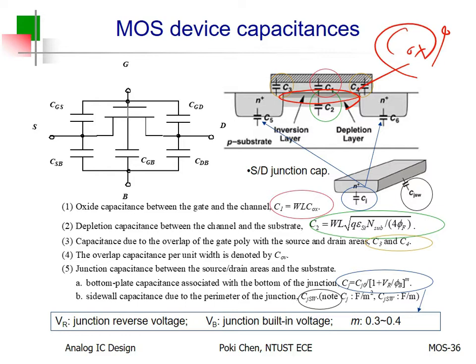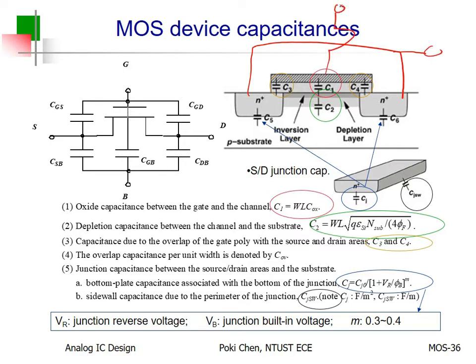But how? Okay, gate as one terminal. And the other terminal should be channel, right? But channel has no connection. Luckily enough, channel is connected with source and drain. So the second terminal for your capacitor can be source and drain connected together. So you have the first terminal with gate and the other terminal with source and drain. And it will behave like a capacitor.